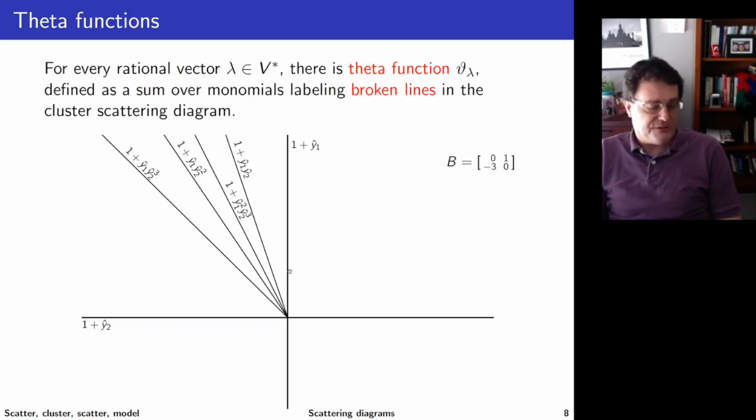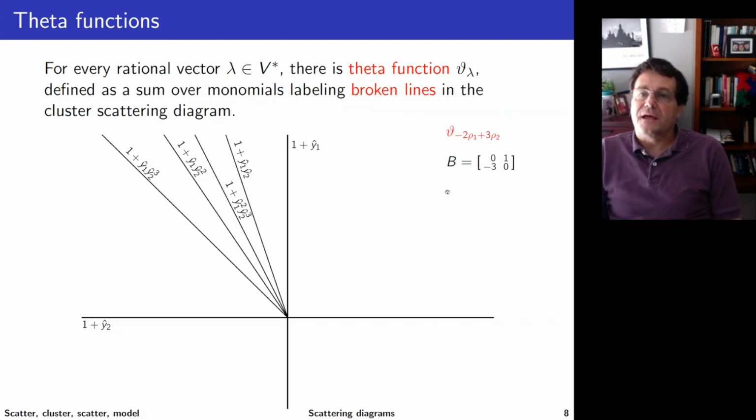Once I have this cluster scattering diagram, for every integer vector, there's a theta function. I said rational vector at first, but I really do mean integer vector, so that was a typo. What you do is you compute certain things called broken lines in this cluster scattering diagram, and you sum over some monomials you obtain from them.